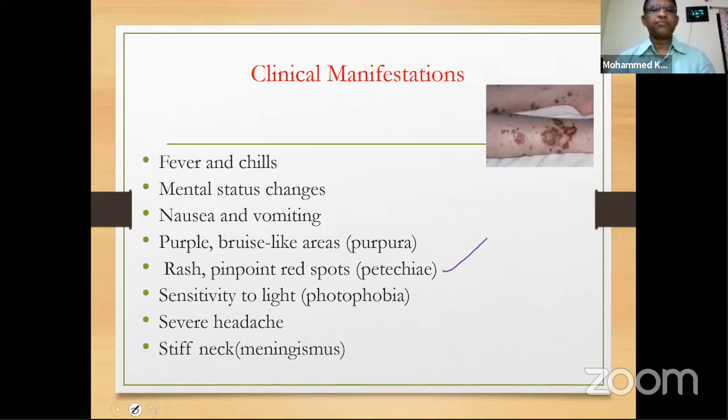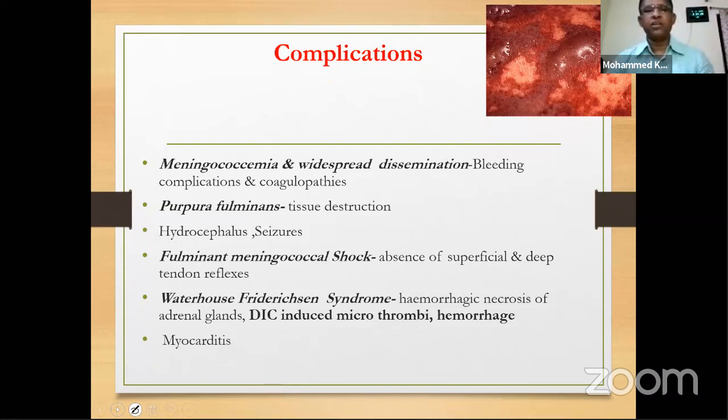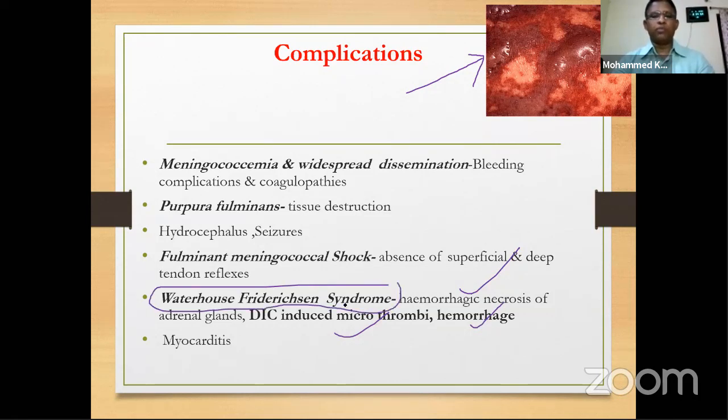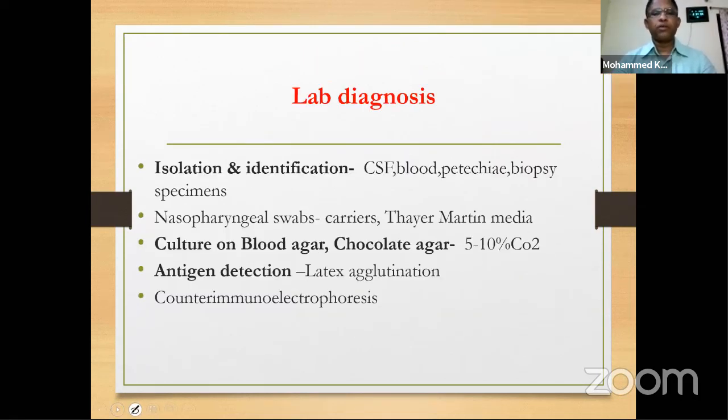Fine, next slide. Suppose you don't treat this case of meningitis, then as you can see, these people will land up with meningococcemia, where the bacteria has landed up in the bloodstream and is almost disseminated. From purpura and petechiae, it can form hemorrhagic bullae. That's the most dangerous part, and it's very difficult for you to treat the patient from here. As you can see in the image displayed, these are called hemorrhagic bullae, because of hemorrhagic necrosis of the adrenal glands, DIC-induced microthrombi, and hemorrhage. And this syndrome together is called Waterhouse-Friderichsen syndrome. Please remember this. This can be a question for you in All India. Fine, laboratory diagnosis.